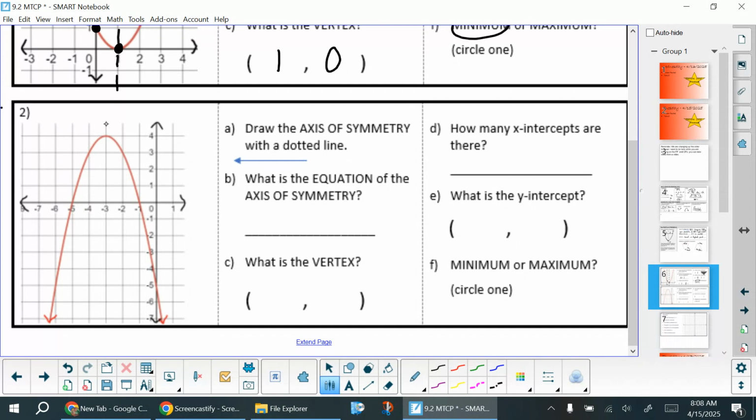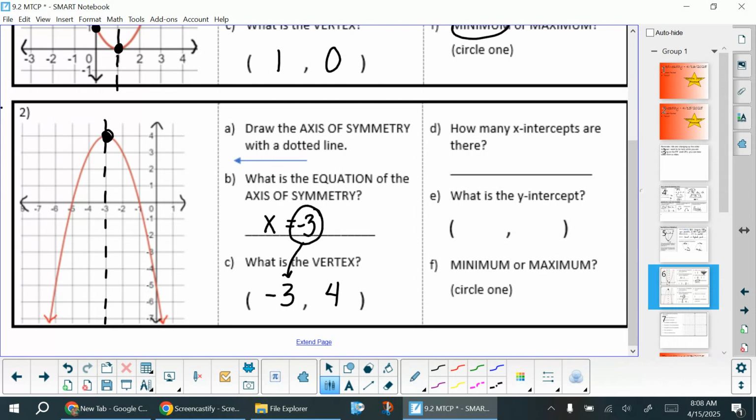Okay, welcome back. So, drawing the axis of symmetry is going to look like that. The equation of the axis of symmetry, since it goes through -3, is going to be x equals -3. My vertex, I'm going to put a dot on there. That is the point -3, 4. You will notice here the axis of symmetry and the vertex, the x-coordinate of the vertex is on the axis of symmetry.